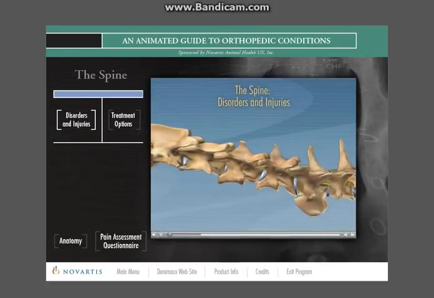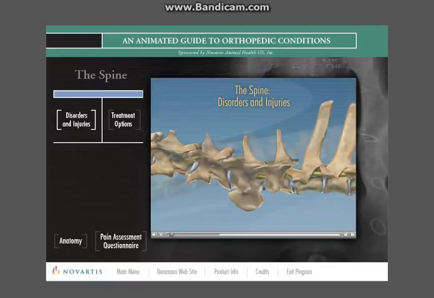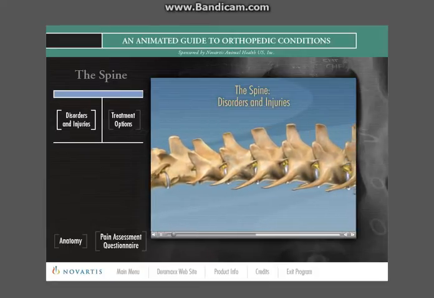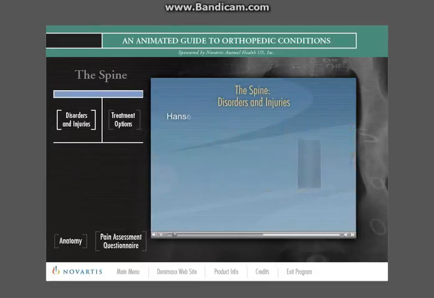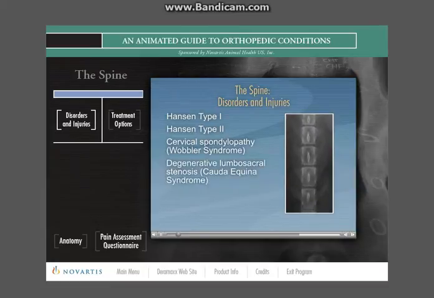Although numerous diseases and conditions involve a dog's spine, this program investigates those most closely related to the development of or mimic osteoarthritis. These include Hansen type 1 and type 2 disc diseases, cervical spondylopathy, known as wobbler syndrome, degenerative lumbosacral stenosis, known as cauda equina syndrome, and discospondylitis. Vertebral instability with associated articular facet arthritis and spondylosis is common to each condition.